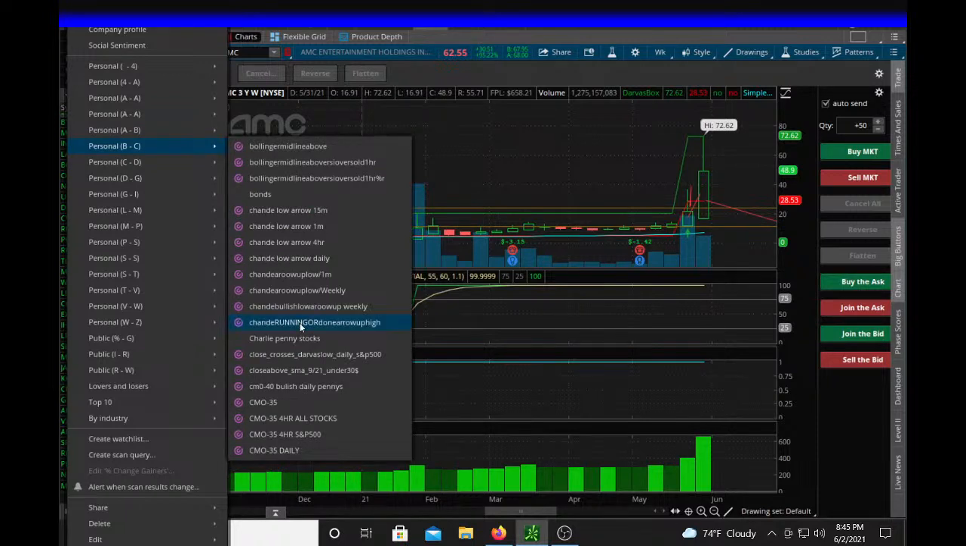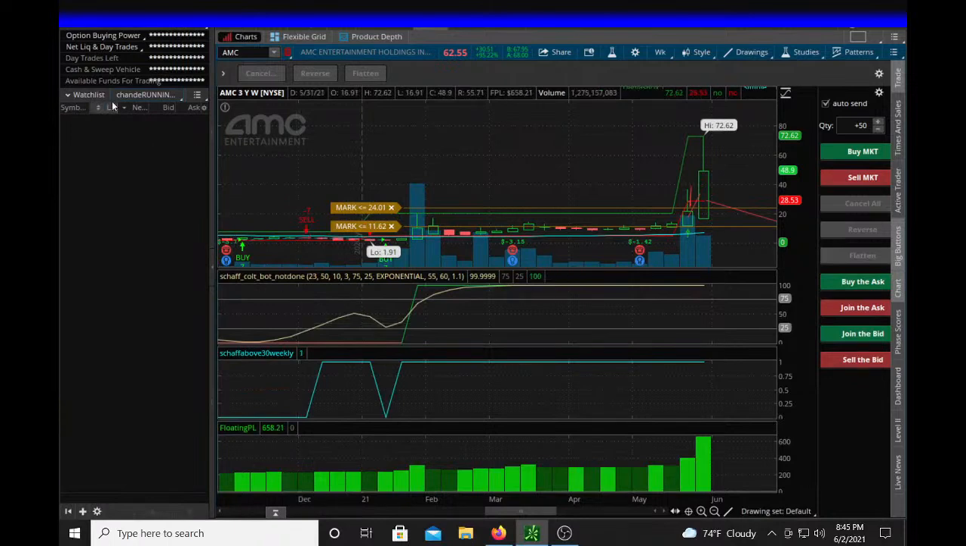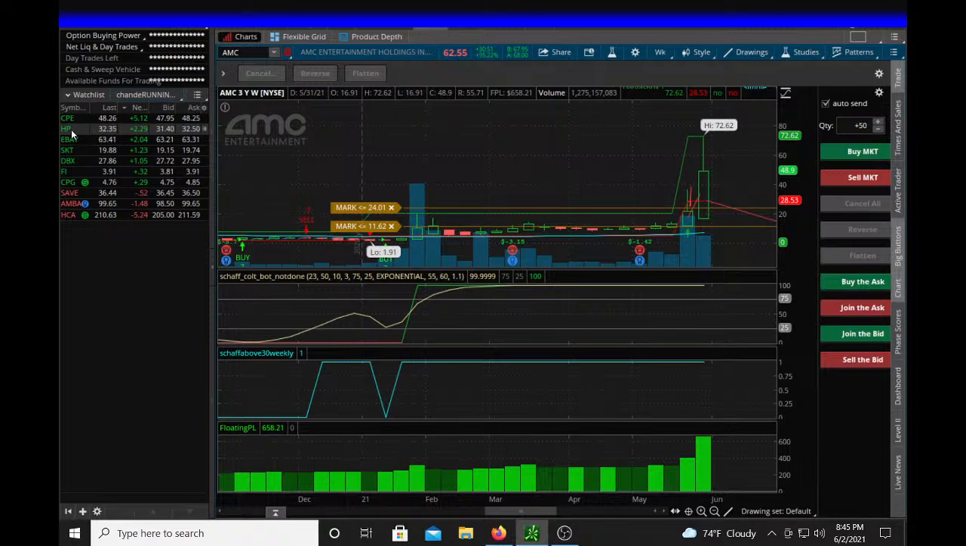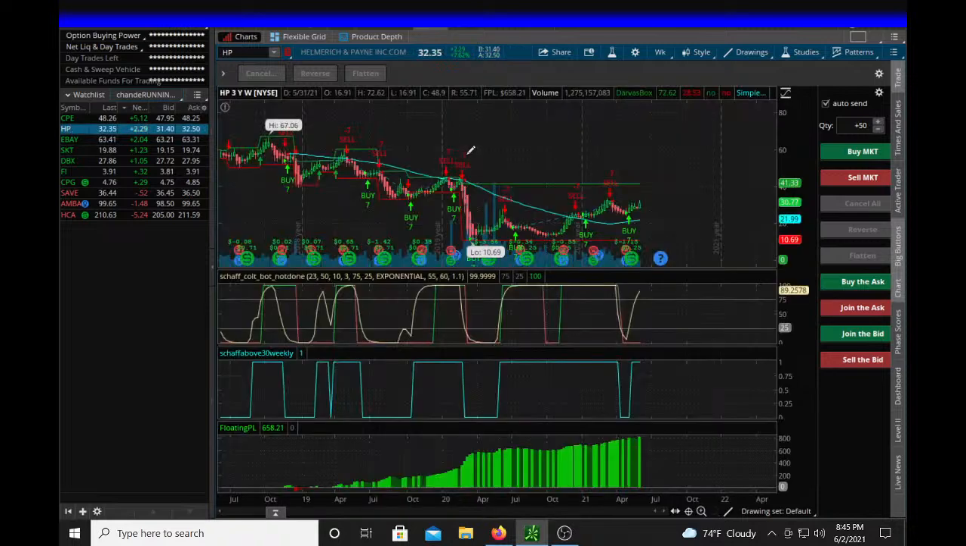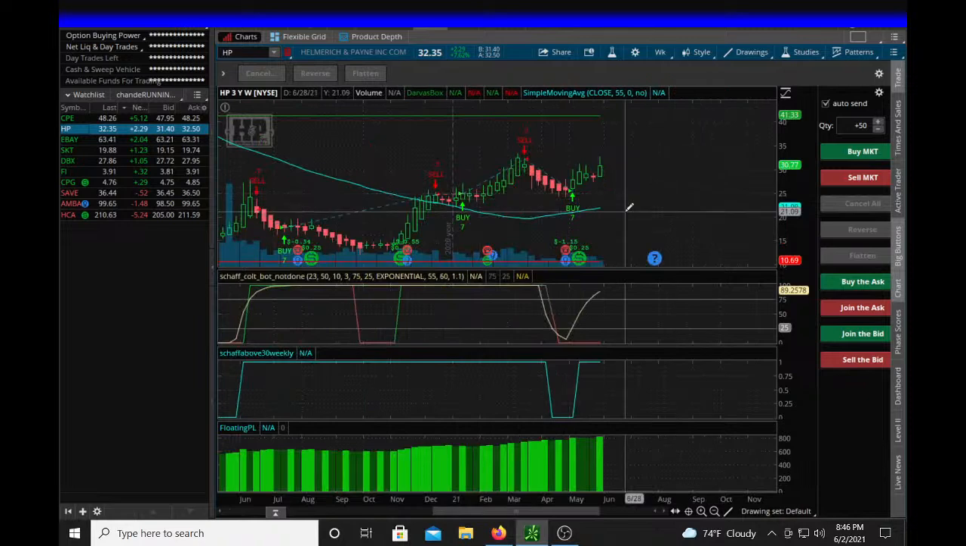And this is this Chende running or done arrow up high. All right. Now this running or done arrow up high means that it's either running or it's about to fall off. All right. And that goes with the probability of trading, I guess.